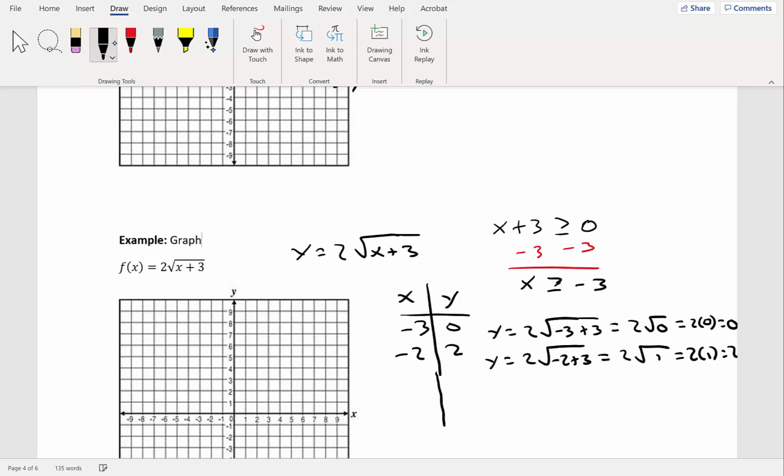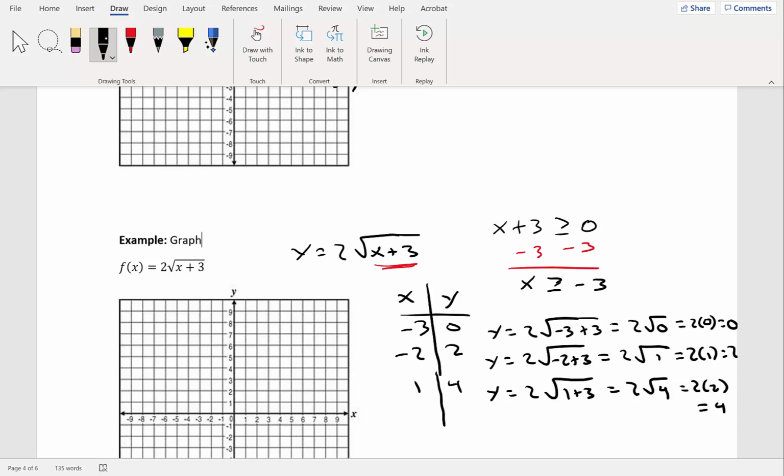Next perfect square is the square root of 4. So you have to figure out what can you choose for your x to make the inside 4. Well, I know 1 would work. So I have y is equal to 2 times the square root of 1 plus 3, which gives me 2 times the square root of 4, which is equal to 2 times 2, which gives me 4. Now I have another point.